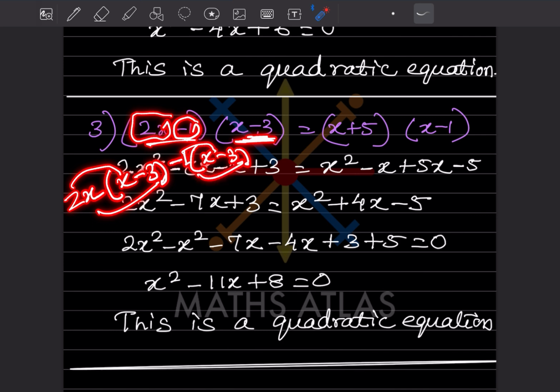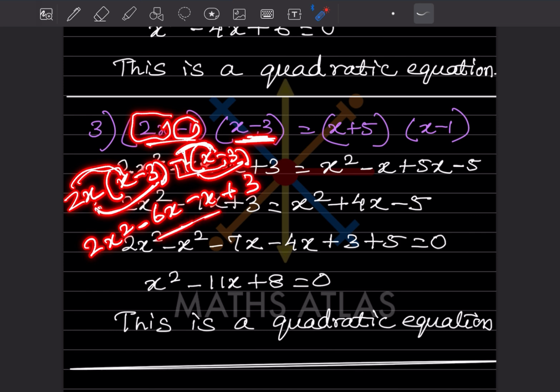So what will be that? This is going to be 2x square. This will be 2x into minus 3, that will be minus 6x. Now look at the next bracket. This will be minus 1 into x, that will be minus x. And this minus minus becomes plus, but that is 1 into 3, that is going to be 3.